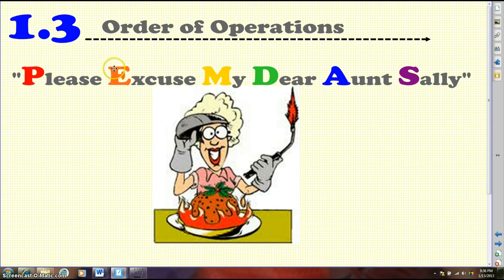Excuse, the E stands for the word exponent. So we do our exponents after we do our parentheses or our grouping symbols. My dear is all one person. That stands for multiplying and dividing from left to right. And Aunt Sally, again, is all one person, and that's addition and subtraction as we move from left to right.